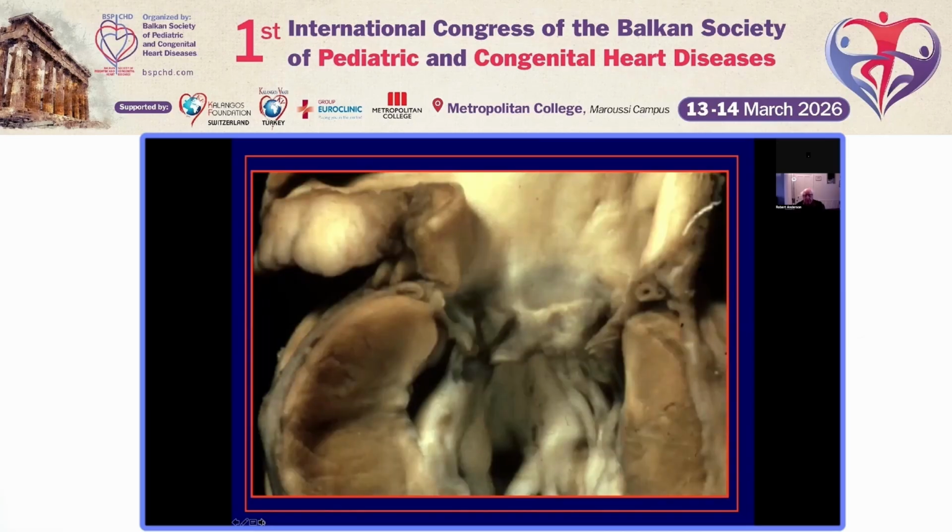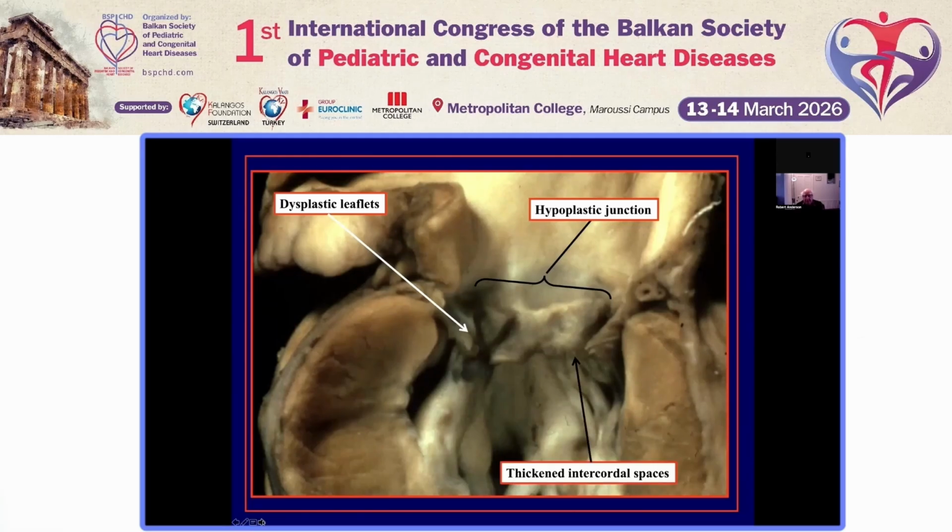And here's a picture of a globally malformed mitral valve seen from the back, having cut across the left atrioventricular junction. The junction itself is hypoplastic. You will see that the leaflets are dysplastic. The tendinous cords are thickened, blocking those intercordal spaces, and the papillary muscles are fibroelastotic. And this, of course, is what happens to the mitral valve in the setting of hypoplastic left heart syndrome when we have mitral stenosis.